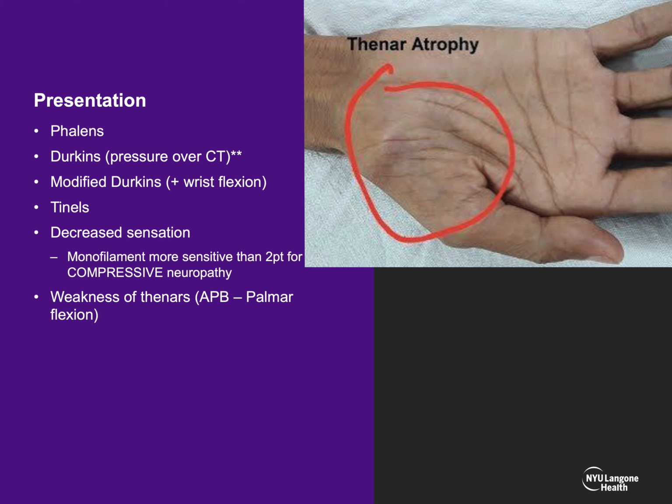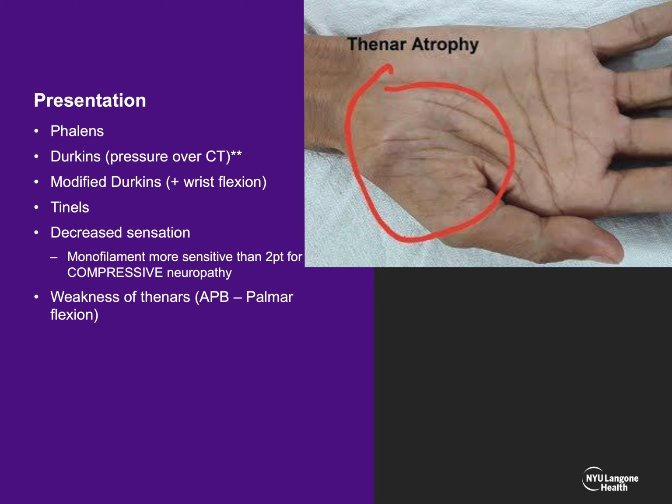Decreased sensation is a common finding, especially when symptoms are moderate to severe. But remember, it's actually monofilament, so light touch, that gets affected first, not the two-point discrimination. So with compressive neuropathies, they may ask this: it's monofilament. So how many grams? That's how monofilament testing is measured. The pressure is measured by grams on the finger.